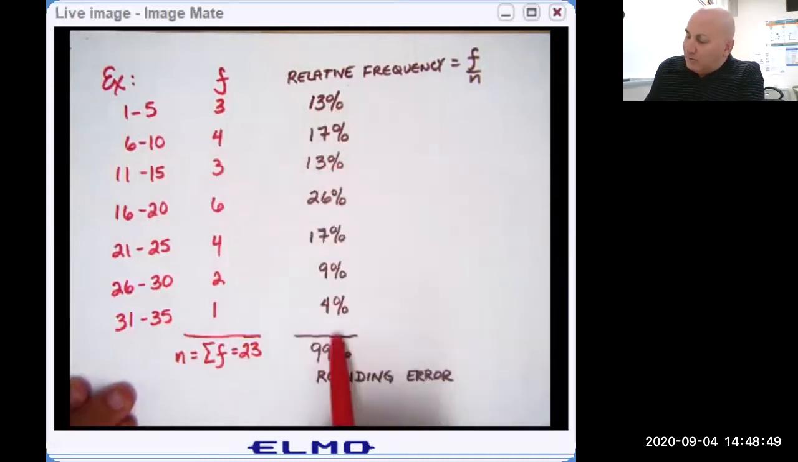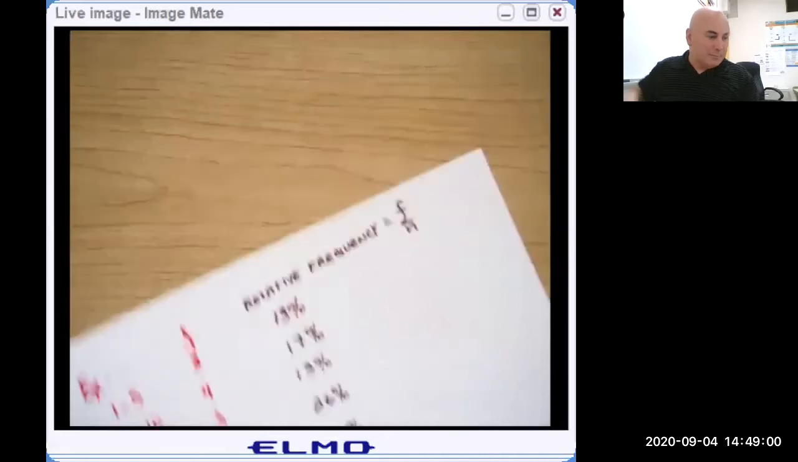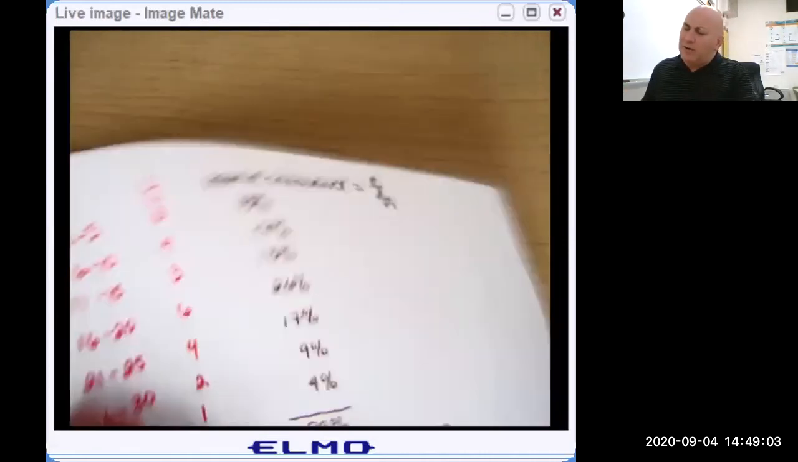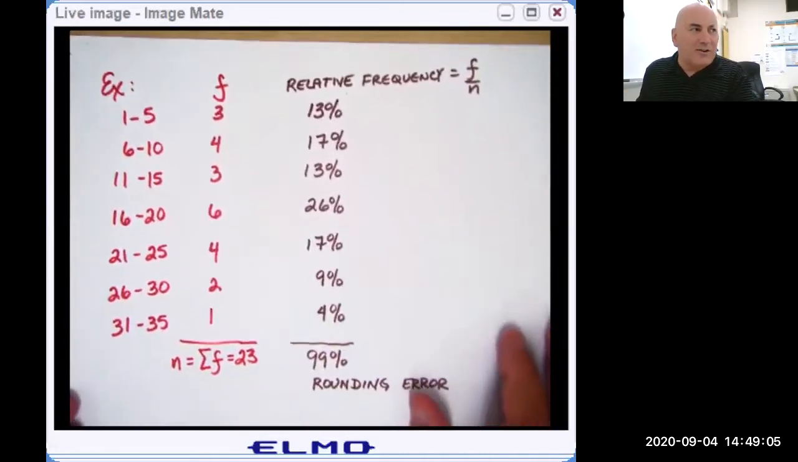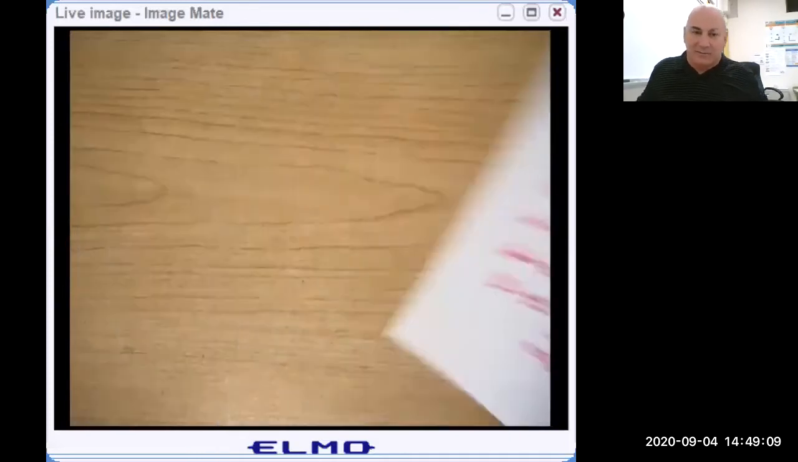So these are rounded numbers. They came up to 99%. That's okay. If yours added up to 97%, I would suggest going back and redoing it. Again, take a look at relative frequency and what it means and how we calculate it.